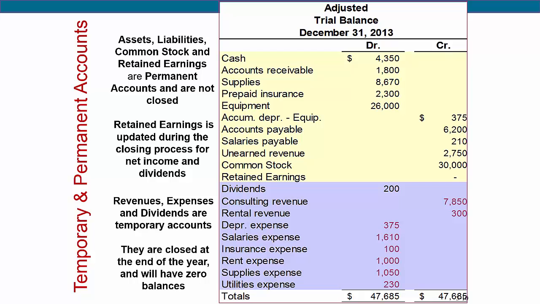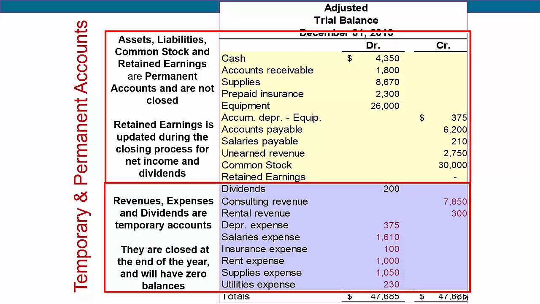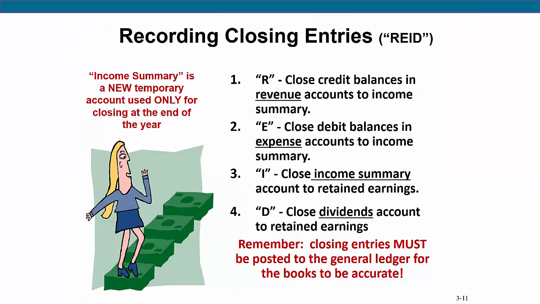Here I have broken a trial balance into 2 parts so you can clearly see which accounts are temporary and which accounts are permanent accounts. The temporary accounts are at the bottom of the trial balance. They start with dividends and run through utilities expense. The permanent accounts are the balance sheet accounts. They start with cash and go through retained earnings.